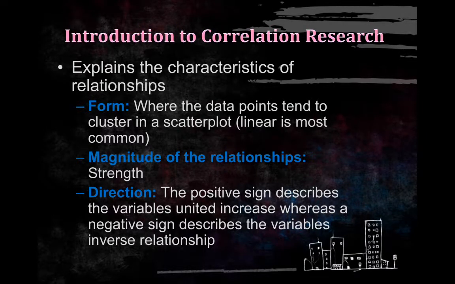Some of the characteristics that relationships might take a look at is the form, right, where the data points tend to cluster around a scatter plot. Linear is the most common, but there are other forms it can take. Magnitude of the relationship, right, how strong is the relationship between one variable and the other variable. And then the direction. A positive sign describes variables that increase together, right, as one goes up, the other one goes up. The other one is more of an inverse or negative sign. As one increases, the other one goes down.